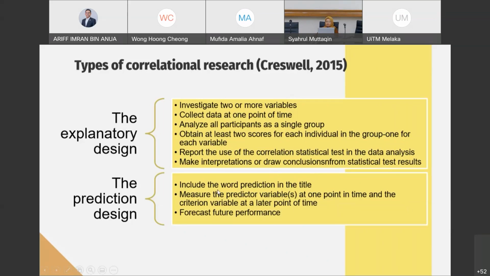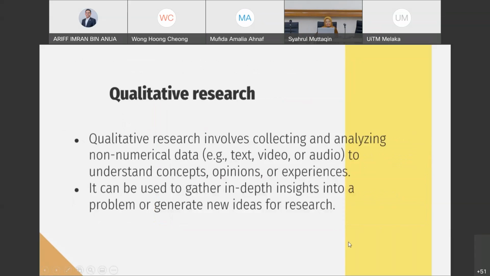So what happens to the prediction design? For this kind of design, it includes the word prediction in the title. It measures the predictor variables at one point in time and the criterion variable at a later point in time. Of course, since it's prediction, it will forecast future performance. Ladies and gentlemen, those that I have shared are grouped into quantitative research.